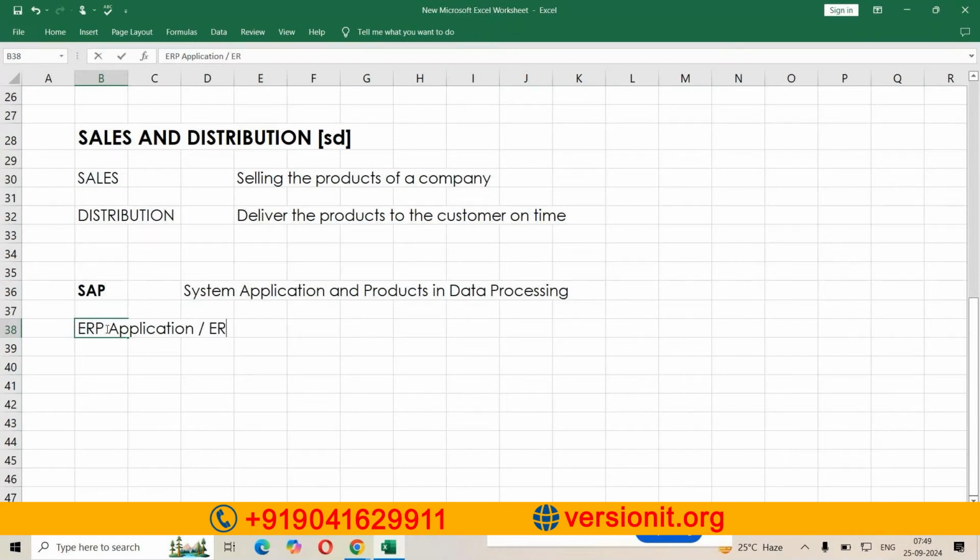So a lot of companies are using this SAP application for their business. There are a lot of manufacturing companies, a lot of trading companies, and service-oriented companies as well.